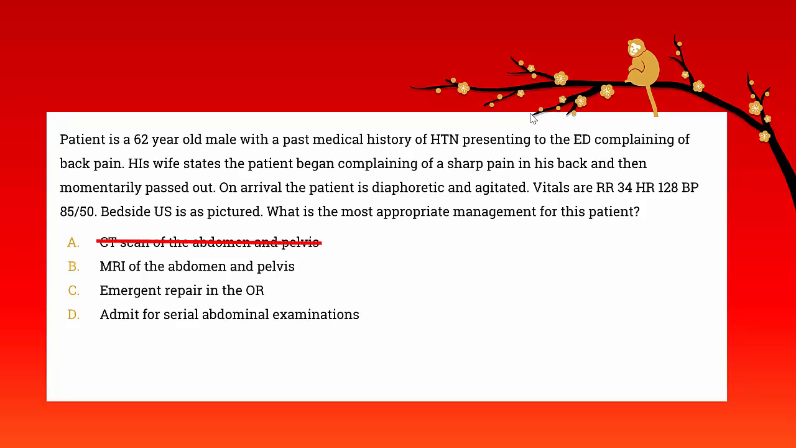MRI of the abdomen and pelvis is absolutely not the right choice because MRI is a dark, scary place where patients go to die. Emergent repair in the OR seems like a viable option. And admit for serial abdominal examinations is really not appropriate in a patient who's unstable. So our choice here is going to be emergent repair in the OR and consult your vascular surgeon.